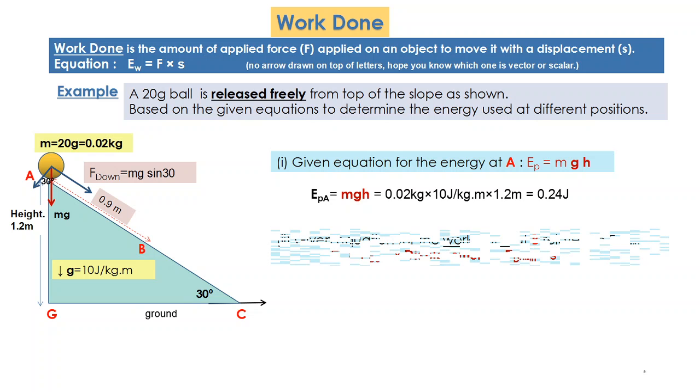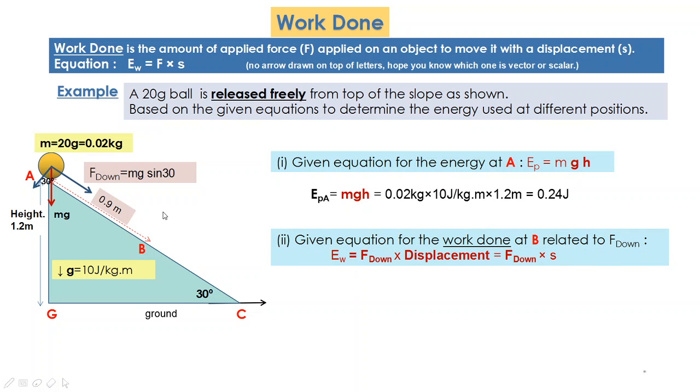Question 2 is to find the work done at B, which is related to the downward force along the slope. The downward force is in parallel to the slope, which is the resolved vector of mg. The angle between the mg and downward force is 60 degrees. If we want to use 30 degrees, then our equation for the downward force F is equal to mg sine theta.